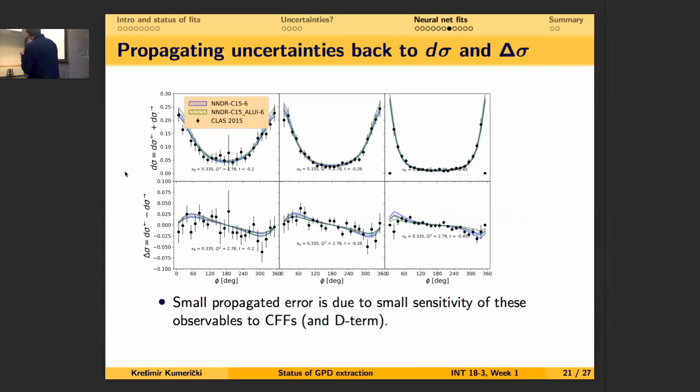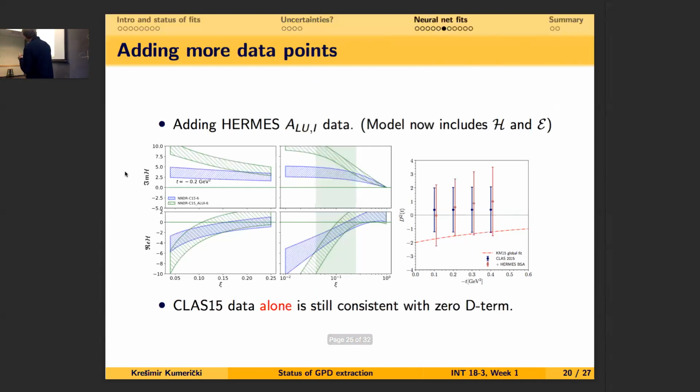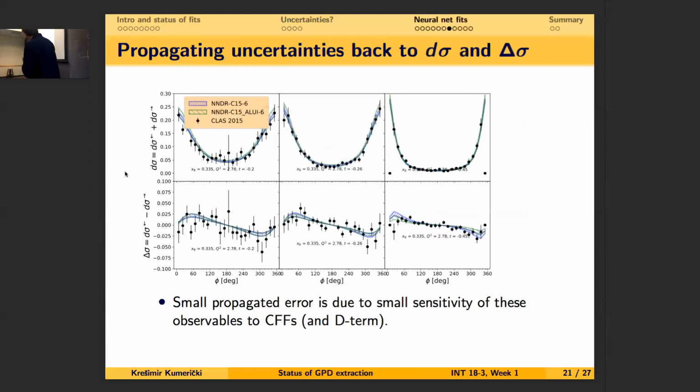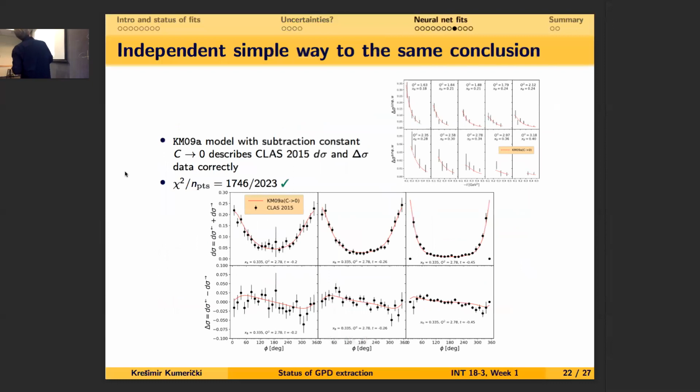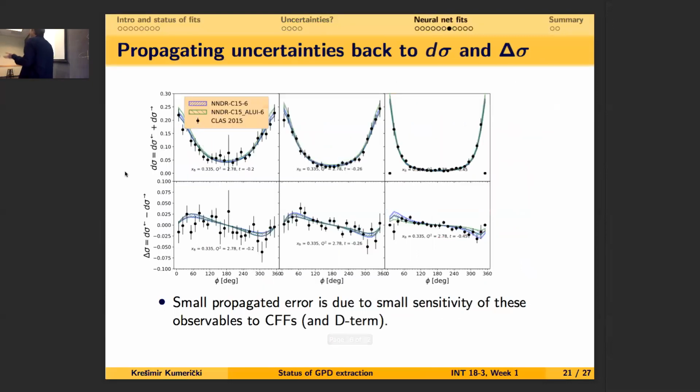So the small error here is just a result of a really large D term error and a relatively large compound form factor error. The resulting cross sections have really small error because the cross sections are not so sensitive to this D term and the real part of the compound form factors, right? So really, to get to the D term, we probably have to go to more data. I mean, we have to include the global data. Just concentrating on this CLAS data, I would say it's not that.